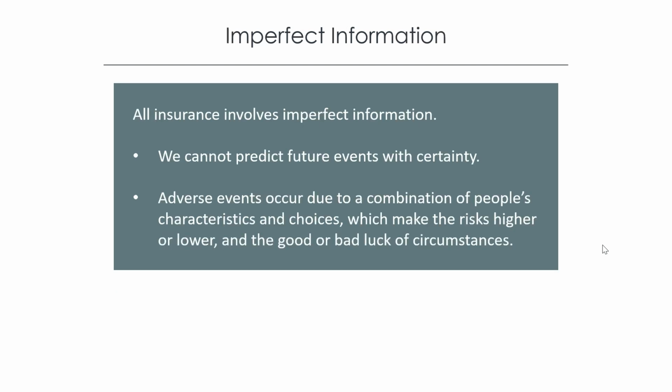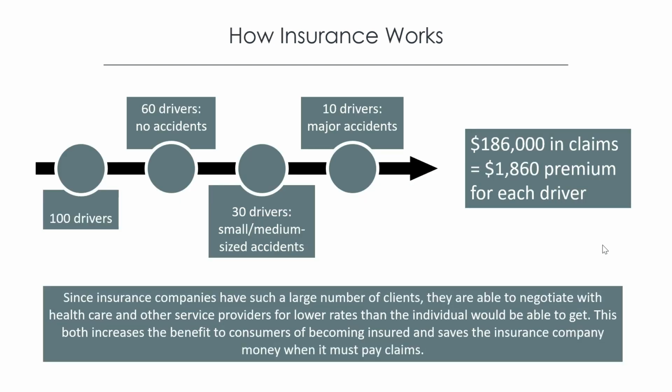Obviously, no one can predict the future, but we can use statistics to try to assign probabilities to the likelihood that specific events will happen. This is where the imperfect information problem comes into the equation. The likelihood of something happening can be estimated but not predicted by looking at a combination of people's personal characteristics as well as their life choices. To calculate the premiums, the insurance company will do its best to predict how many accidents and what magnitude they will be. In this example, 100 drivers have insurance.